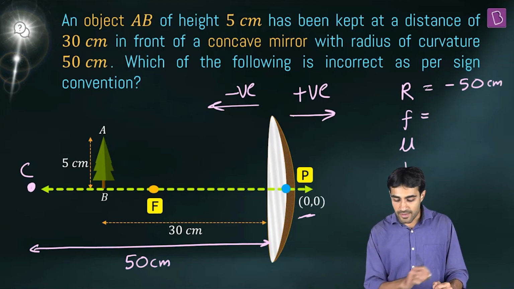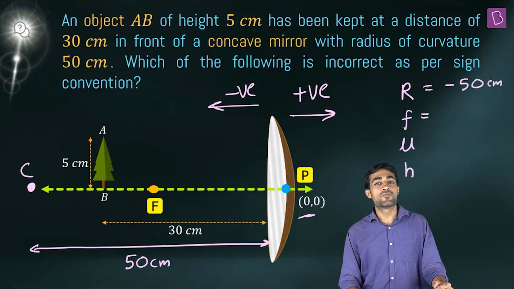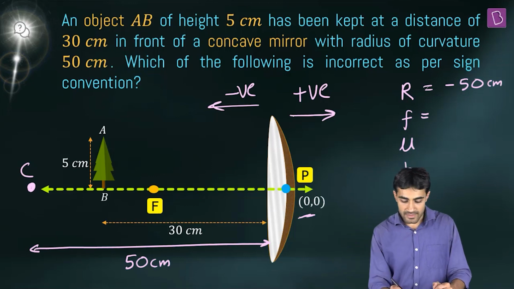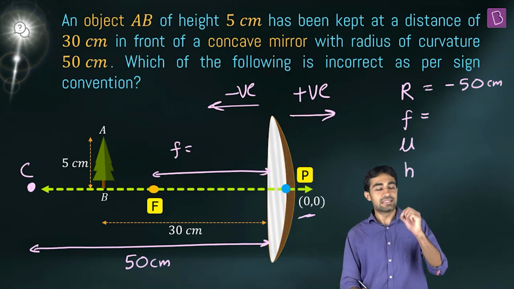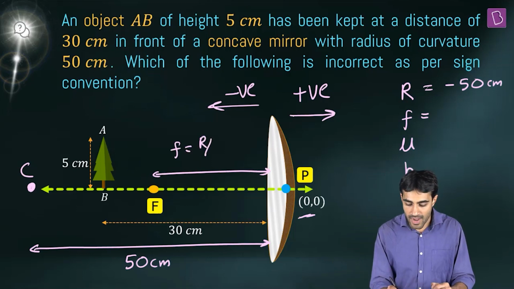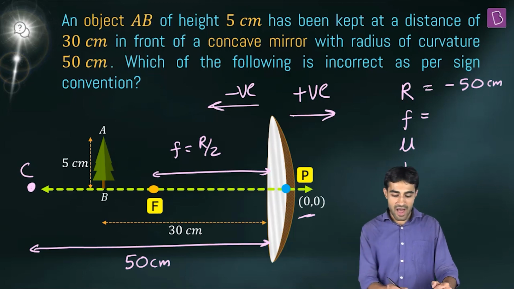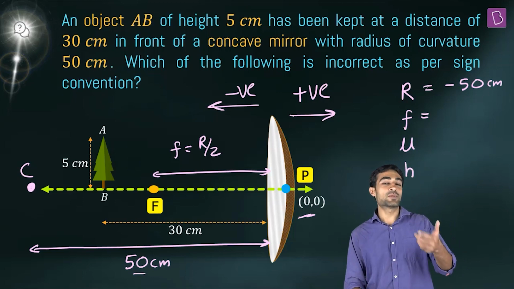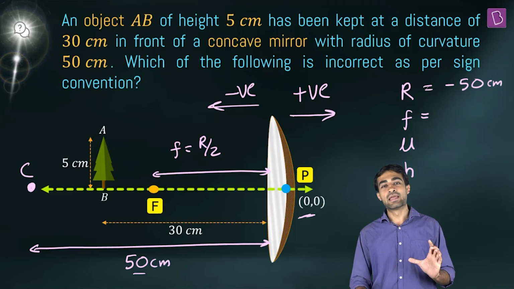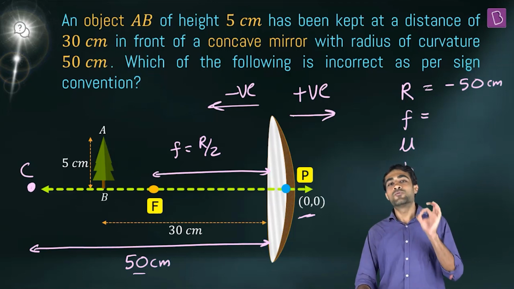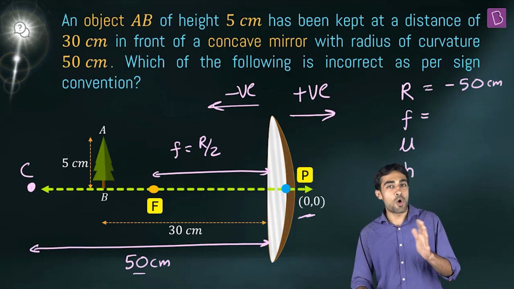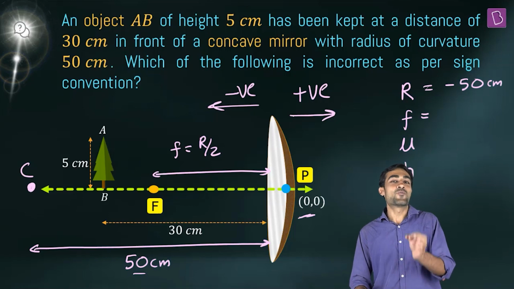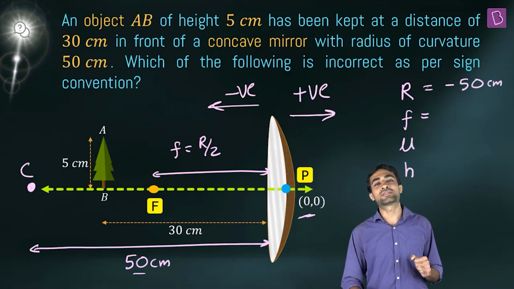Now, we have to find the focus. So this is our focus. You know the focal length: focal length is equal to R by 2. R is given to be 50, so 50 by 2 will be 25. Now, let's see on which side we have focus. On positive side or negative side? Focus is on negative side.